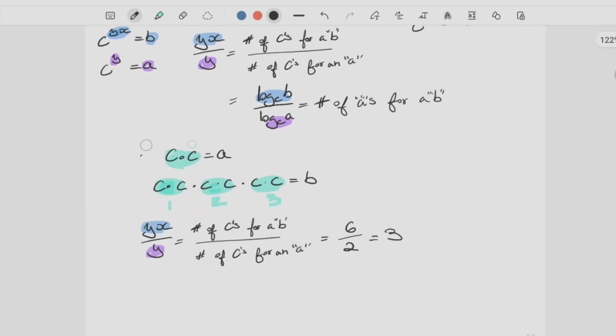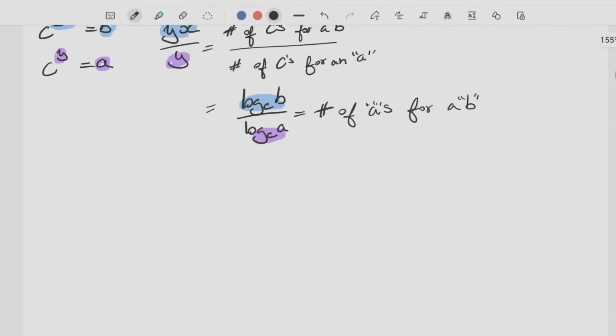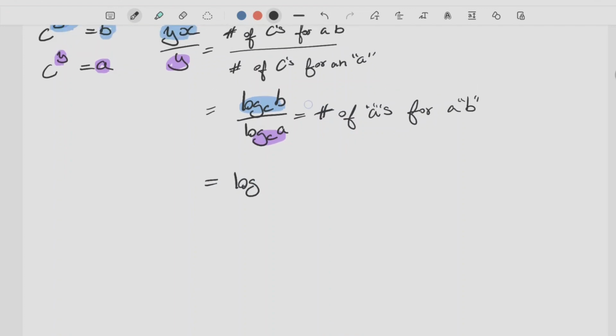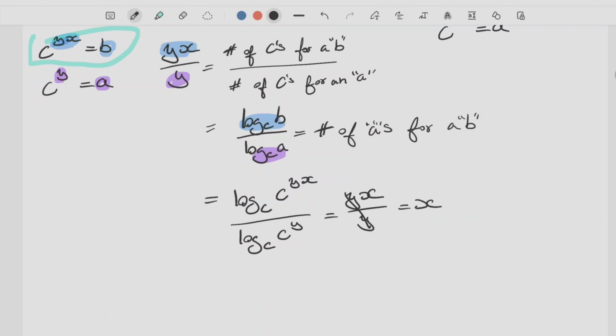Okay, I'm just going to erase the example. Log base c of c to the yx, which once again, that's what b is, and divided by log base c of c to the y, just yx over y. Which one divided out, right, will give us our x.